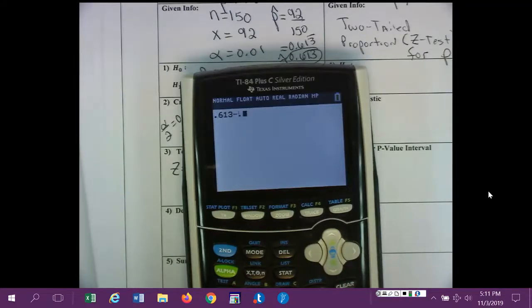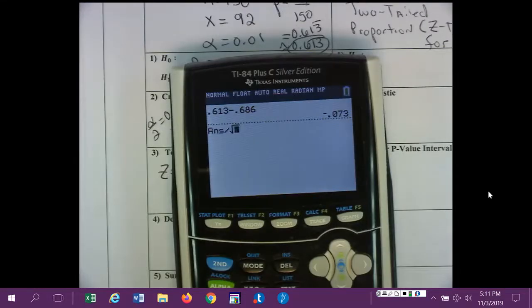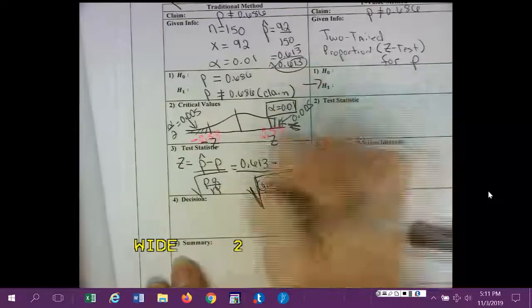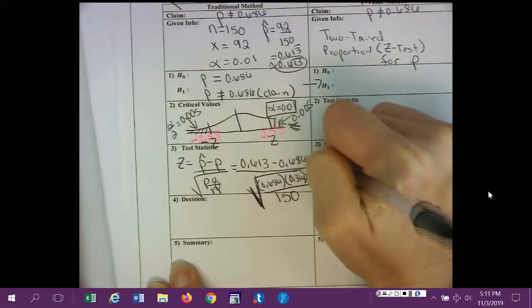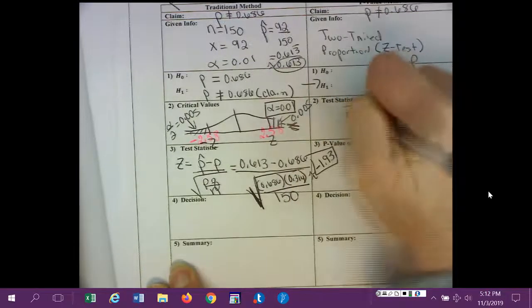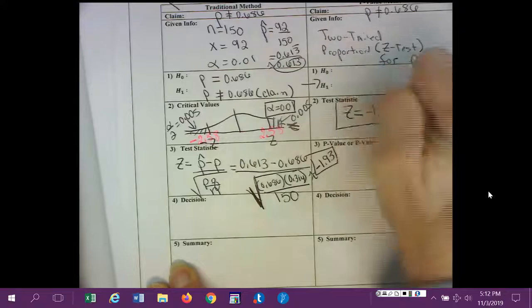0.613 minus 0.686 equals, there's my numerator, divided by square root, parentheses, 0.686 times 0.314, P times Q, divided by 150, and arrow out from underneath the radical, equals negative 1.93 if you round to 2 places accurately. So my test statistic here is a negative 1.93 also.